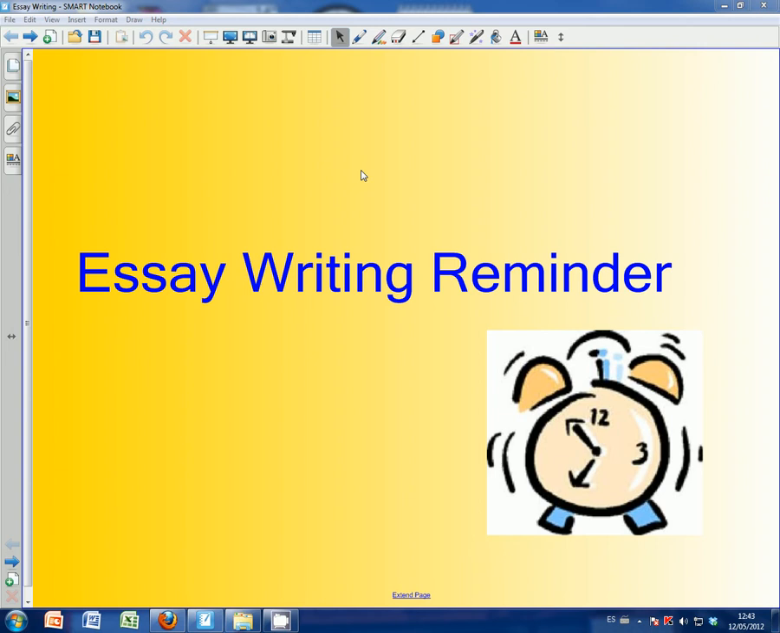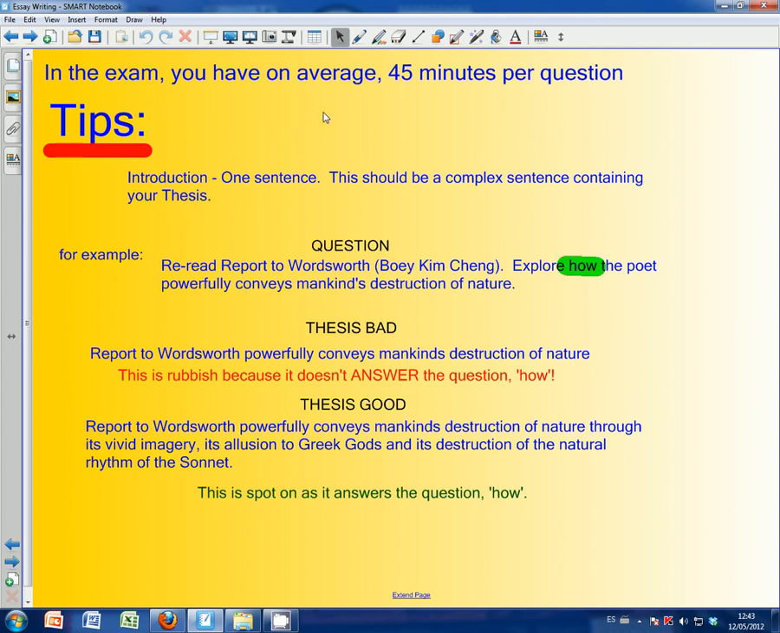We'll then look at body paragraphs and point, evidence, explanation, and finally we'll look at how to write a good conclusion. So first of all, the introduction. Now the introduction is important because it's obviously the first thing the examiner is going to read, and it gives your essay direction and structure.